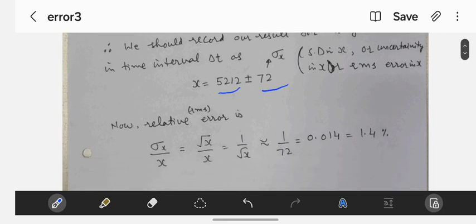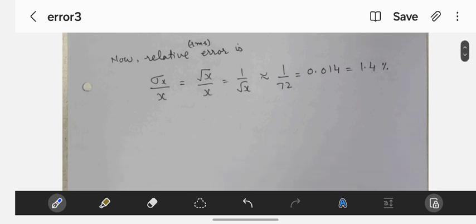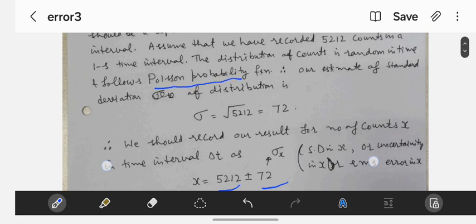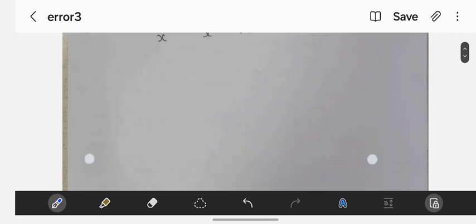Now the relative error will be sigma x by x. Sigma x by x equals root x by x. That's because of the Poisson probability function, and it will give you 1 upon root x, and we know the value of root x is 72, so it will give you 1.4% or 0.014 relative error. So how is it understood? Just remember this Poisson probability function, that is, root of the number of counts.